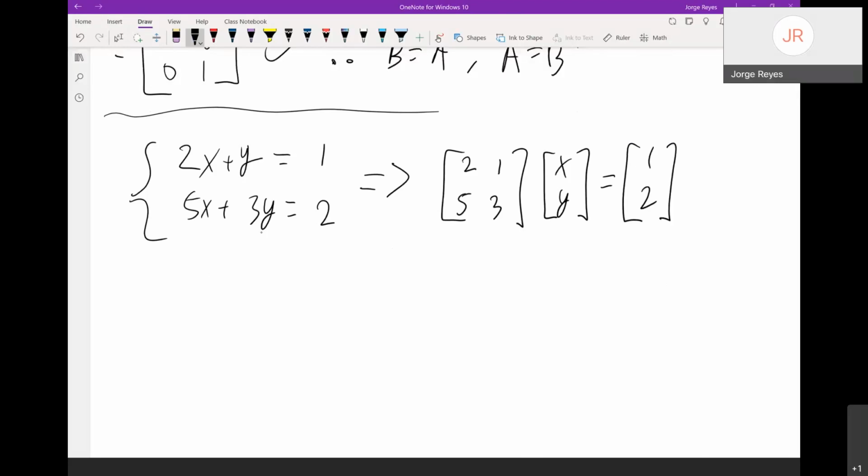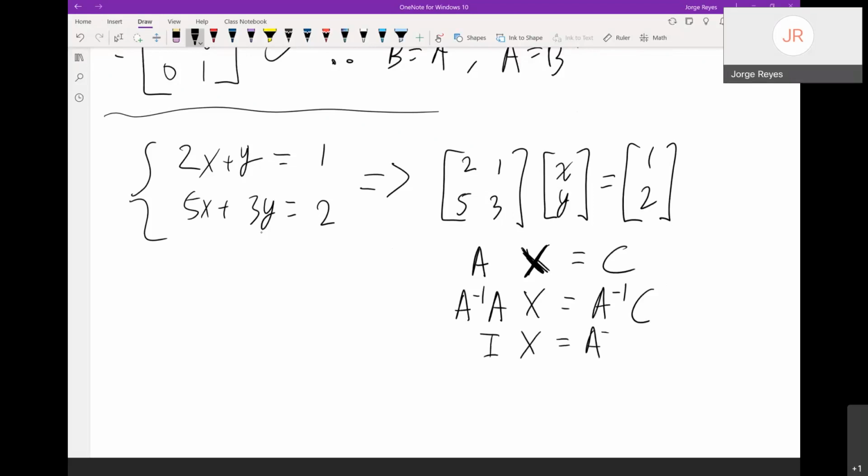So this is A times X, capital X, not lowercase x, equals, let's call this C. It does not matter, but let's call it C. Well, if I multiply by A inverse, this becomes the identity matrix, and we know that is just X. So the answer is this.